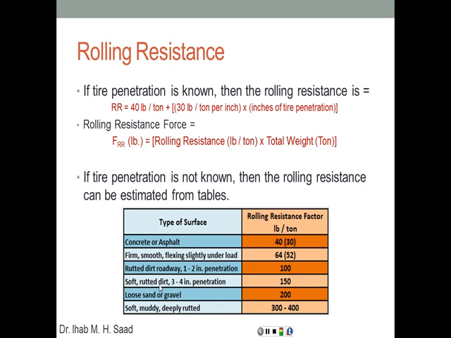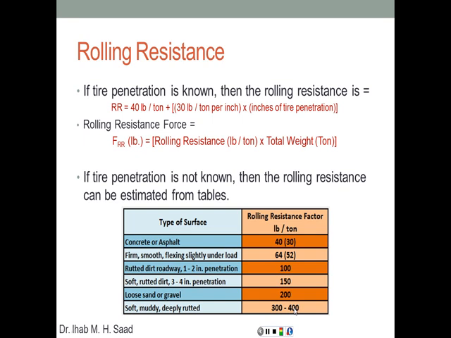Soft rutted dirt, 3 to 4 inch penetration, about 150. Loose sand or gravel is going to be up to 200 pounds per ton. Soft, muddy, deeply rutted road conditions is going to be anywhere between 300 and 400 pounds per ton. You can see the big difference between a paved road, concrete or asphalt, 40, and soft, muddy, deeply rutted, 300 to 400, which is 10 times the rolling resistance.